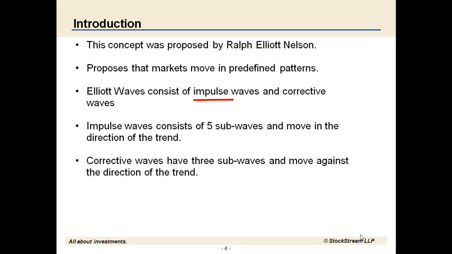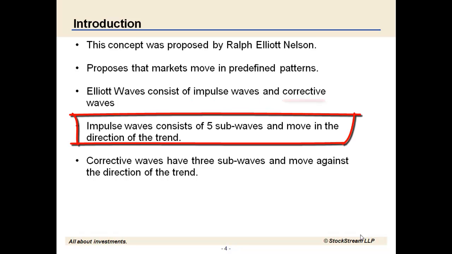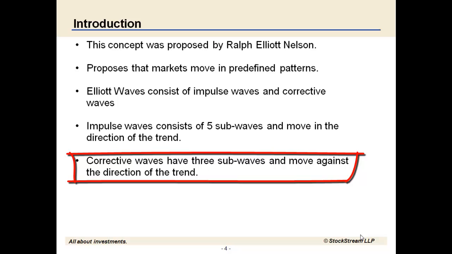Elliott waves consist of impulse and corrective waves. An impulse wave is a movement in the direction of the trend and can be broken down into 5 subwaves. A corrective wave is a movement in the direction opposite to the broader trend and can be broken down into 3 subwaves.